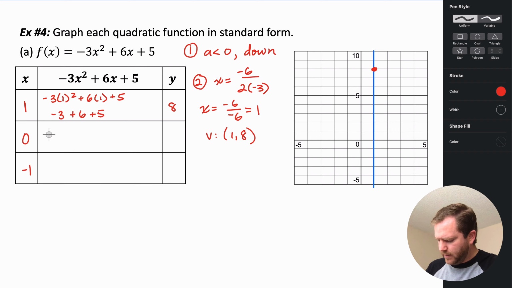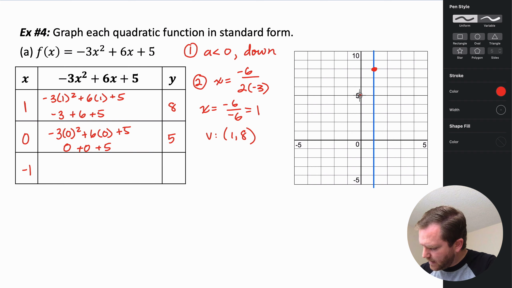So if I plug 0 in, -3 times 0 squared, plus 6 times 0, plus 5. 0 squared is 0, times -3 is 0, 6 times 0 is 0, and then plus 5, so that's going to be 5. So (0, 5) is our first other point that we're going to use. Now, if you recognize, this point here is 1 unit to the left of our axis of symmetry. So because of symmetry, if I go 1 unit to the right of my axis of symmetry, I should also get this value.